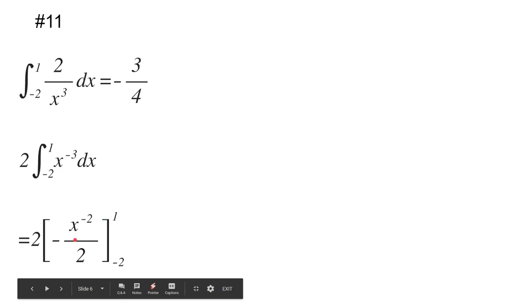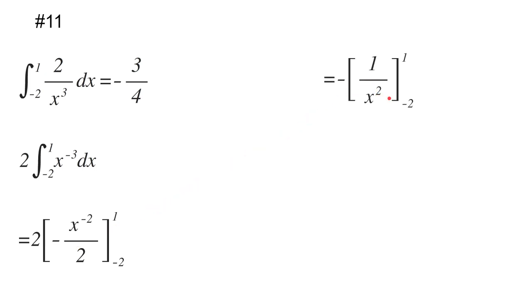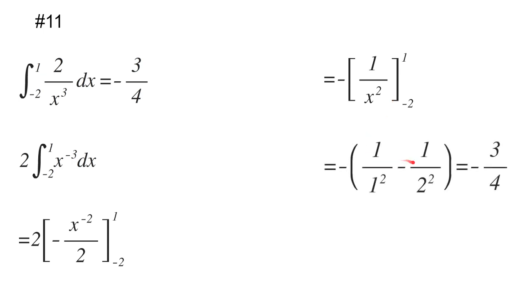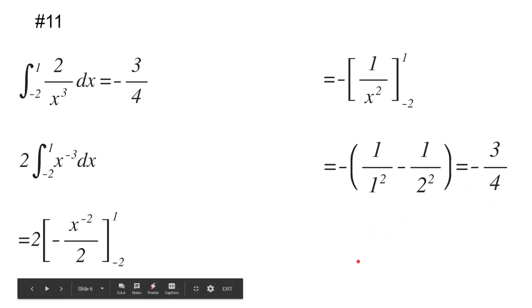So I'm going to go ahead and simplify this. I'm going to cancel out the 2's, bring out the negative, and also move x to the negative 2 into the denominator. And what I end up getting is that this equals negative 1 over x squared evaluated from negative 2 to 1. So we go ahead and plug in negative 2 and 1. We get negative 1 over 1 squared minus 1 over 2 squared. And that does equal negative 3/4. So this is in fact a true statement.